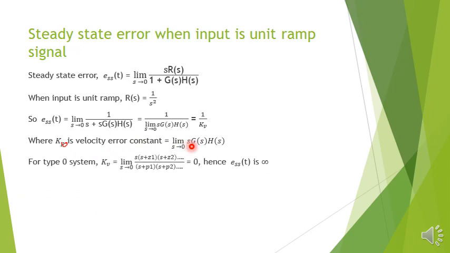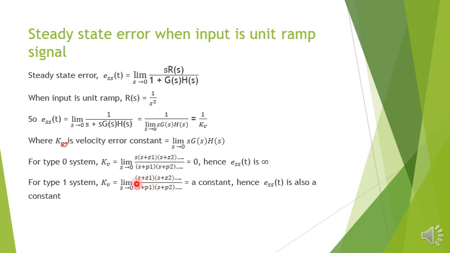Now what happens for a different type of system? For a type 0 system, Kv is equal to limit as s tends to 0, s into G(s)H(s). So if I substitute s equal to 0, it becomes 0. So Kv is 0, hence the steady state error, which is equal to 1 by Kv, becomes infinity.